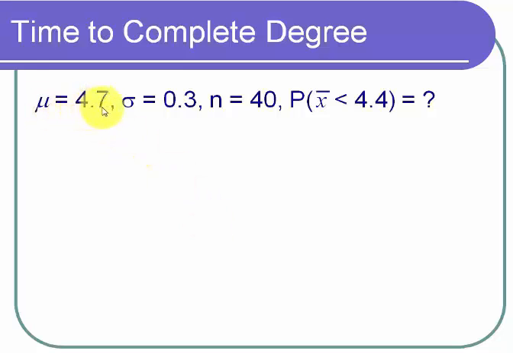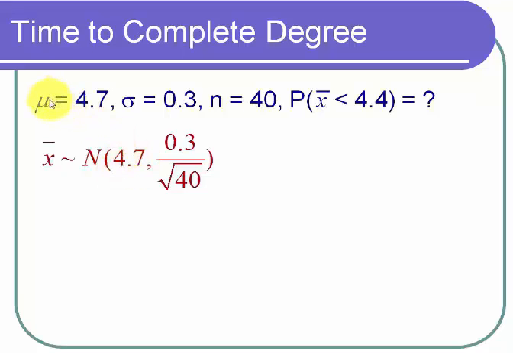So now let's look at our numbers. Our mean was 4.7 for the population. Sigma was 0.3, n is 40. We want the probability that x bar is less than 4.4. The central limit theorem tells us that x bar is approximately normally distributed, with mean 4.7, because mu sub x bar is the same as mu. On the other hand, sigma sub x bar is not the same as sigma. It's not 0.3. It's 0.3 divided by the square root of the sample size, so 0.3 divided by the square root of 40.